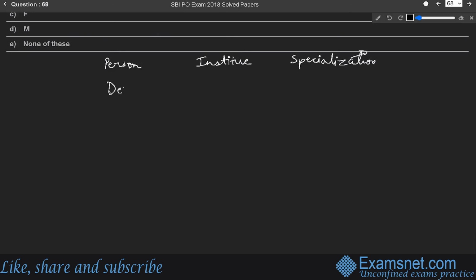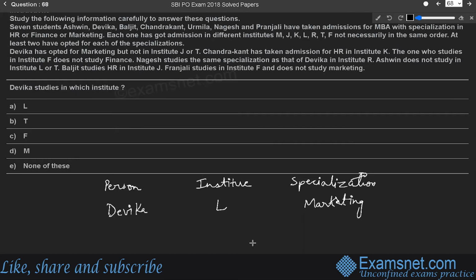We know that Devika studies in Institute L and the specialization is marketing. Therefore, we can say that Devika studies in L Institute. So the correct option will be option number A here, which is L. See, in all this type of question, you just have to understand the table once and you can easily solve the remaining question.